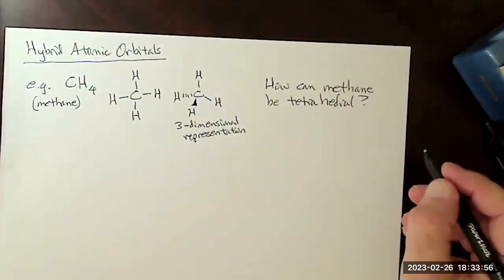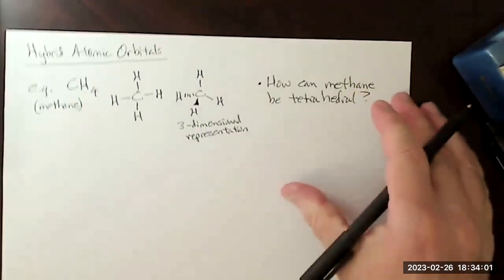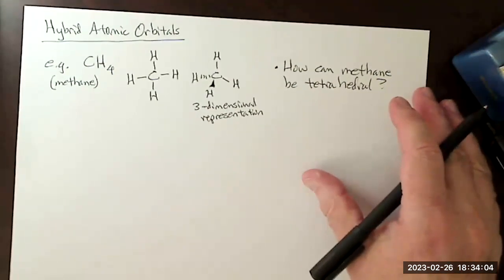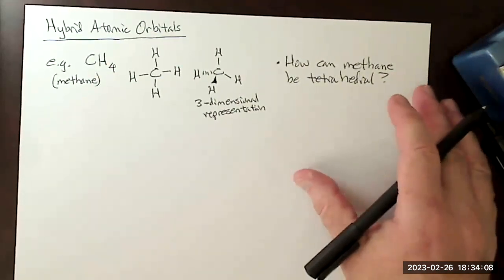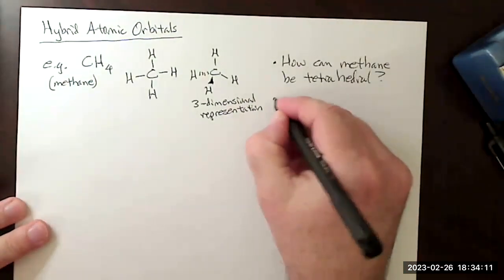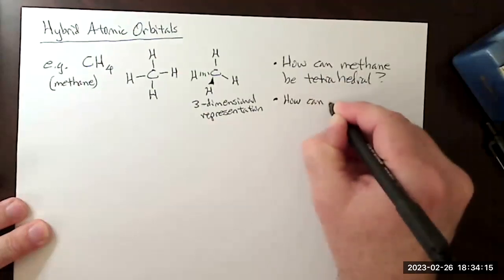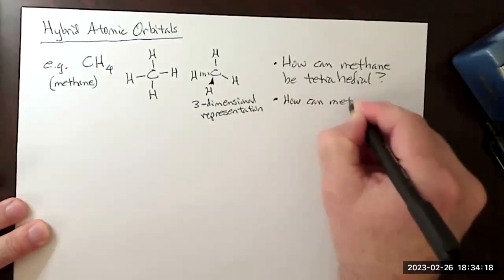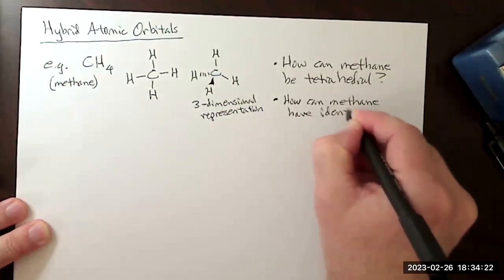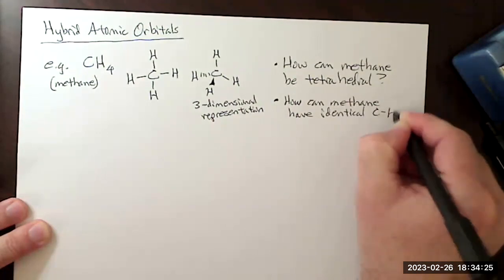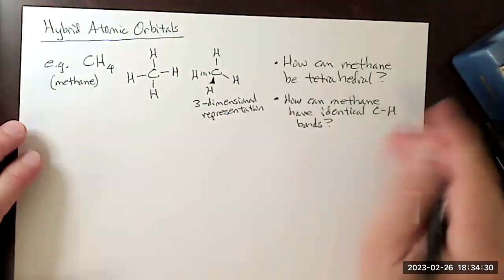And one question that we need to answer when we're trying to have our system of describing bonding is, how can methane be tetrahedral? Also, how can methane have identical CH bonds? So all of these carbon-hydrogen bonds are the same.